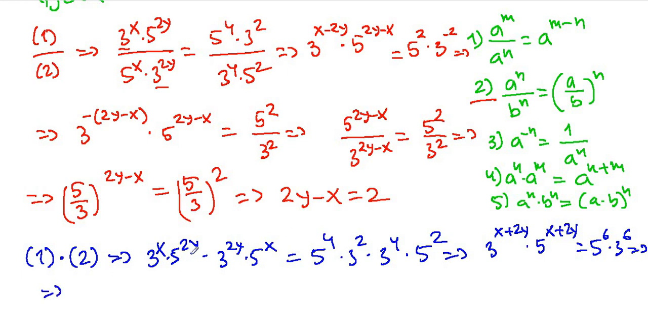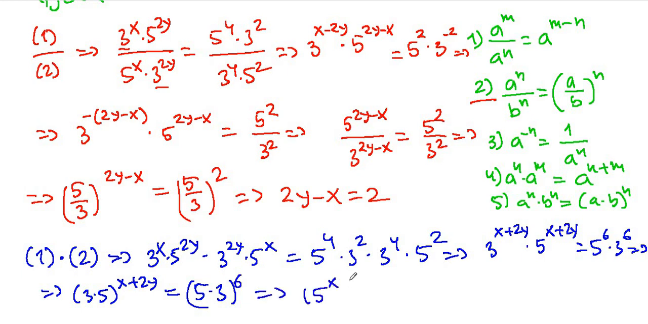Now using this formula from the last equation, I will get, we see that on the left hand side the exponents are the same, therefore (3 times 5) to the power of x plus 2y is equal to (5 times 3) to the power of 6, which is equivalent to 15 to the power of x plus 2y is equal to 15 to the power of 6. And we see that the bases are the same, we can equate exponents, so x plus 2y is equal to 6.